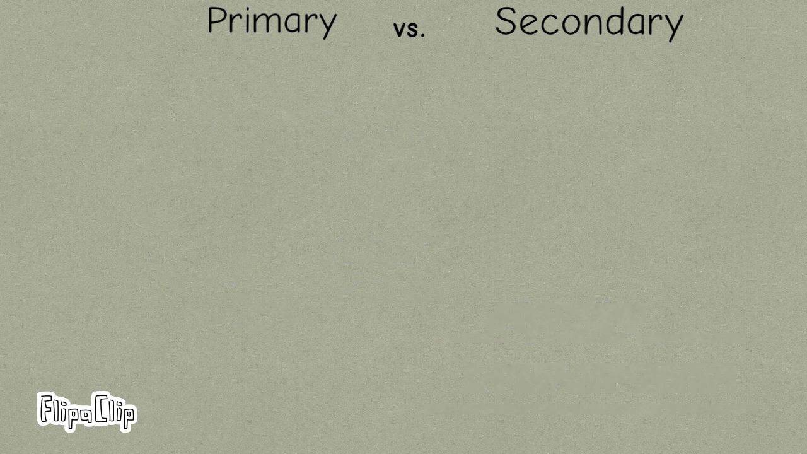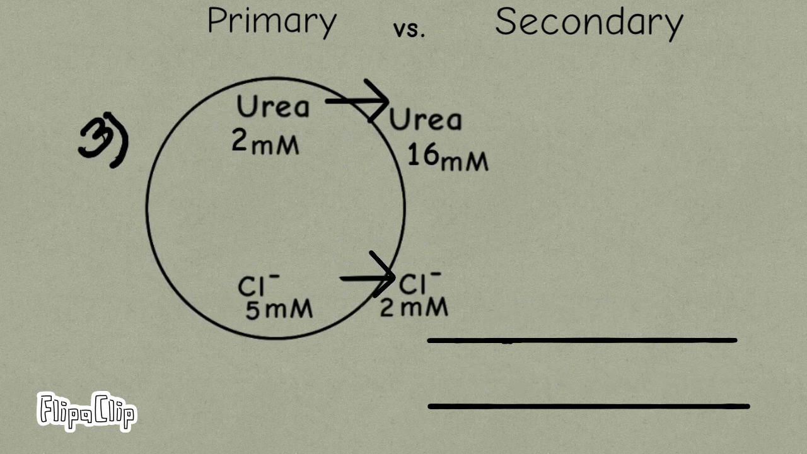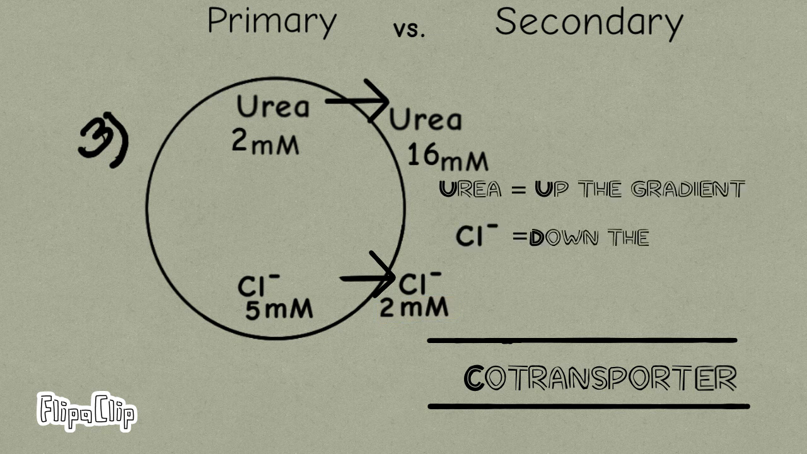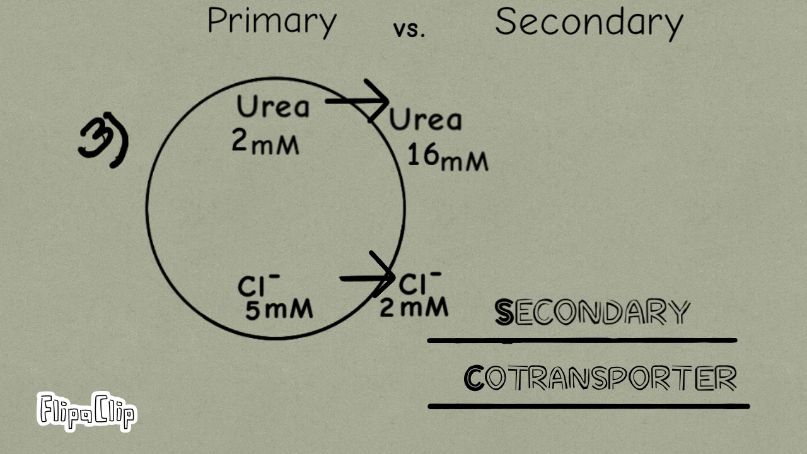For number 3, the flux of both solutes are in the same direction. This makes this a cotransporter. Urea is going from 2 millimolars to 16 millimolars, where chlorine is going from 5 millimolars to 2 millimolars. So here, one is going up its concentration and one is going down. This makes this a secondary active transport.